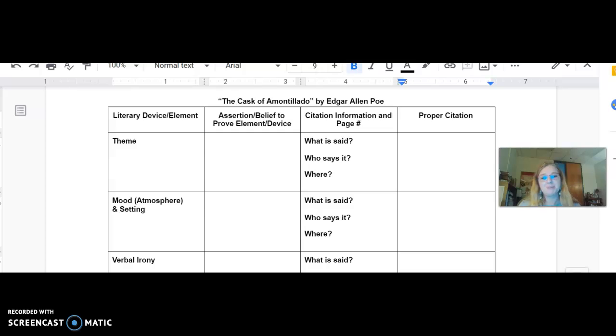But this time as I explain it, I want to talk with you keeping in mind The Cask of Amontillado by Edgar Allan Poe. Okay, so again, on the very left-hand corner, we're looking at our literary device or element, and we have our focus literary devices and elements listed down below here. So we're thinking about theme. And the next point we're going to be looking at is your assertion or belief to prove the element or device. And so in this case, it would be to prove theme.